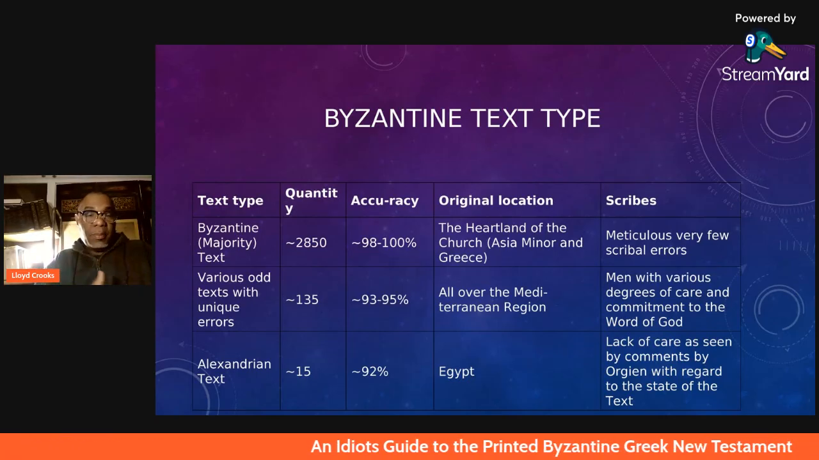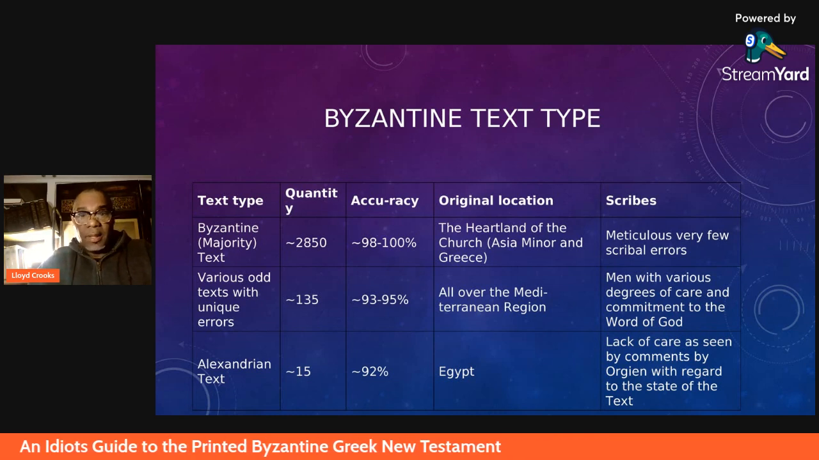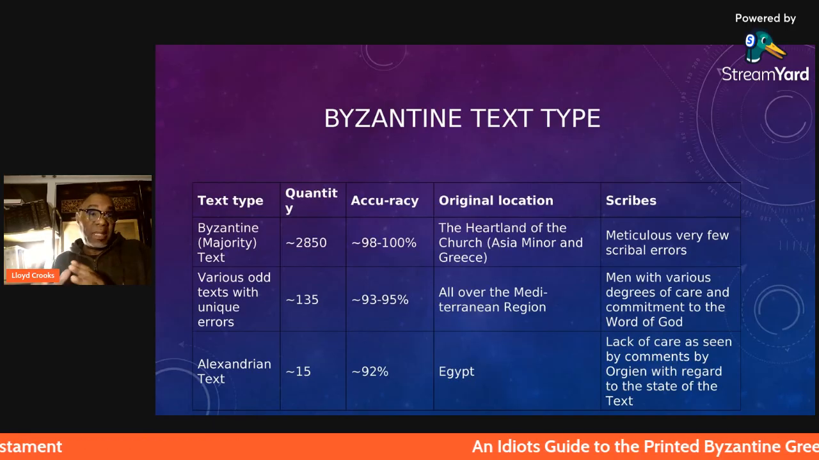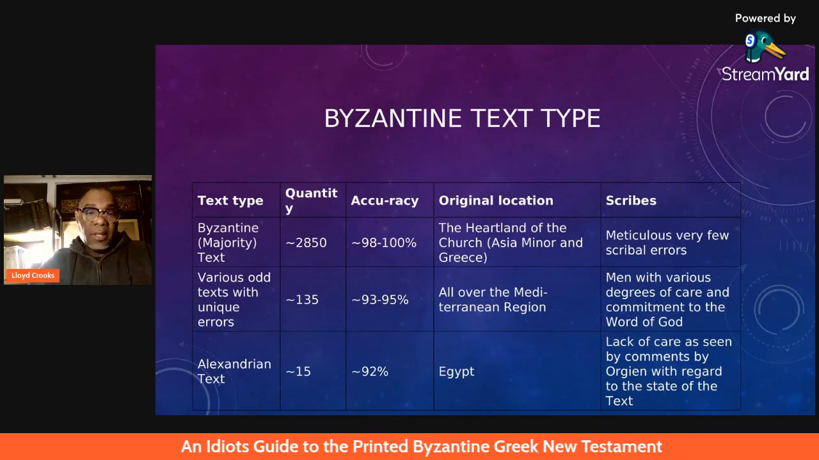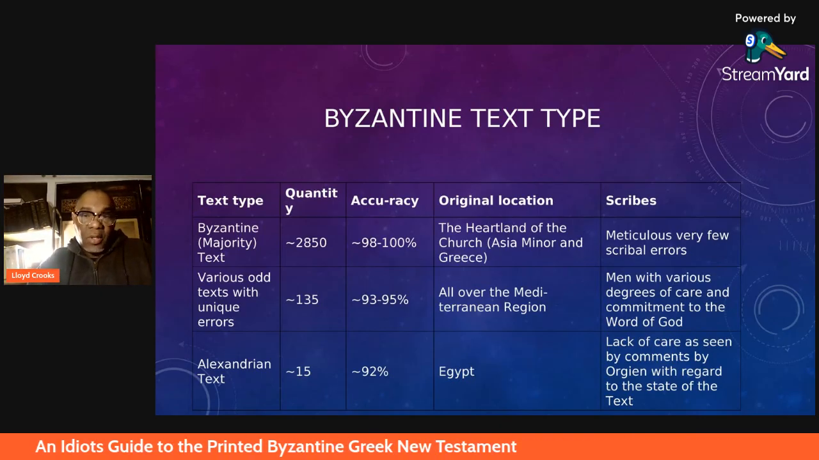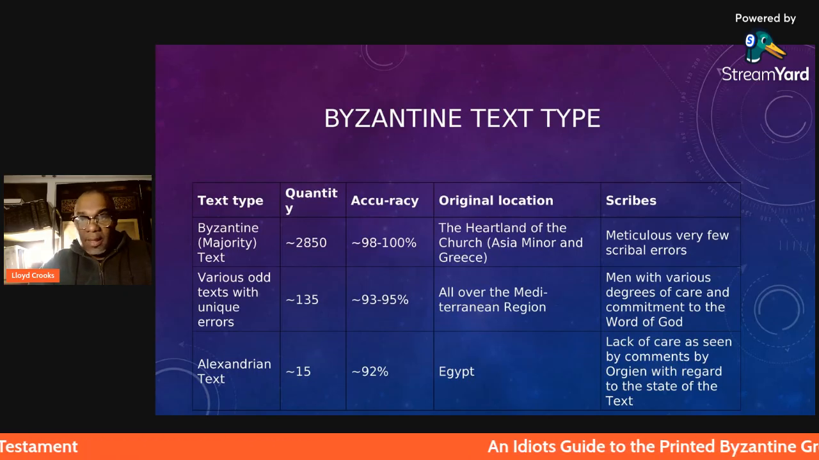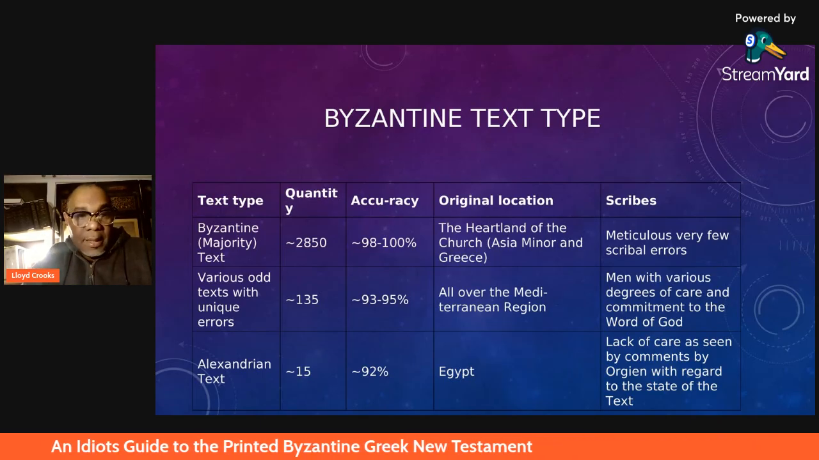We're going to go into a particular family that was very interesting. It's all over the Mediterranean region. There are different types. There's 98 to 100%, so there are actually manuscripts that are virtually identical. Then you've got texts with unique errors at 93 to 95%. And the Alexandrian, in terms of accuracy, was 92%. And there was Egypt. So the most accurately copied manuscripts were the Byzantine type texts.